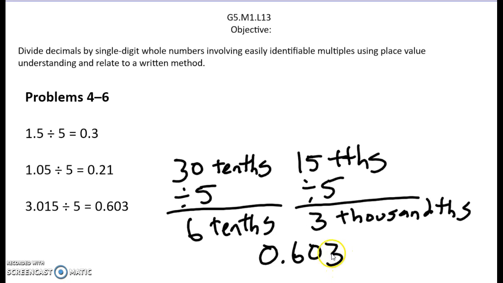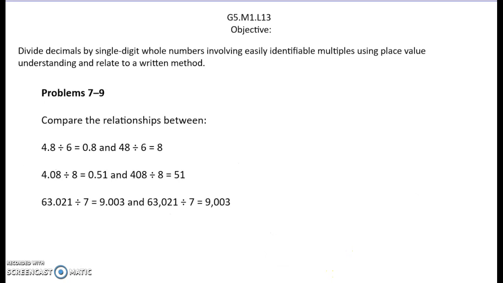603 thousandths. Okay, and in these final examples, we want to use our understanding of whole number division to help us better understand division involving decimals. So in this first example, we have 4 and 8/10 divided by 6 equals 8/10. And 48 divided by 6 equals 8. In this relationship, 48 is 10 times greater than 4 and 8/10, and our answer, 8, is 10 times greater than the answer here, 8/10.